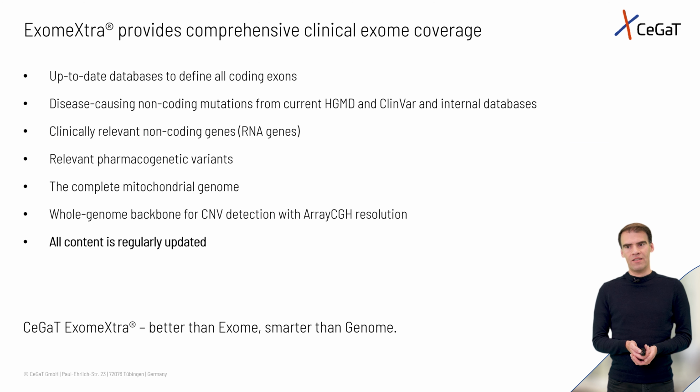We use up-to-date databases to define all coding exons of relevance. We include disease-causing non-coding mutations from current HGMD and ClinVar, as well as internal databases. We include clinically relevant non-coding genes, so-called RNA genes. We have pharmacogenetic variants included. We have the complete mitochondrial genome included. And we now have the whole genome backbone for CNV detection that gives you an array-CGH-like resolution for the CNV analysis. And very importantly, we regularly update all content to make sure that we stay current with respect to the scientific progress. And this is why we think CeGaT ExomeXtra is better than an exome and smarter than a genome.